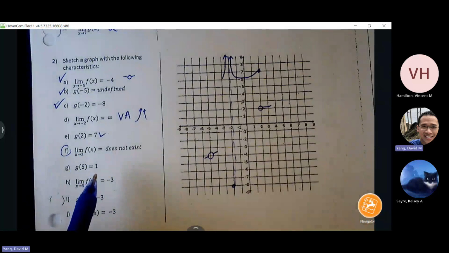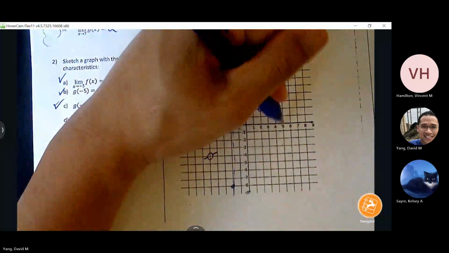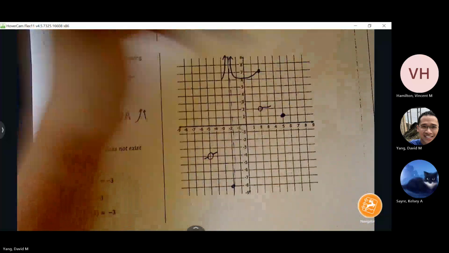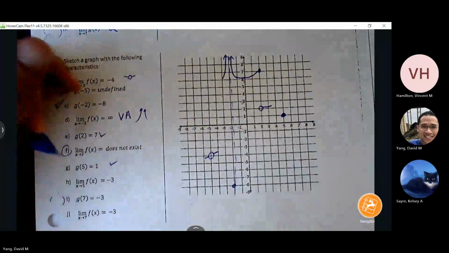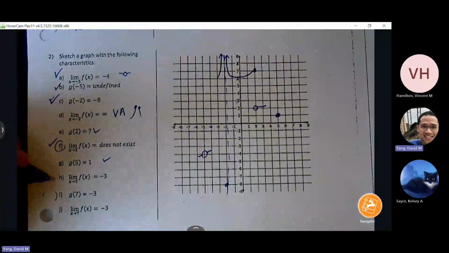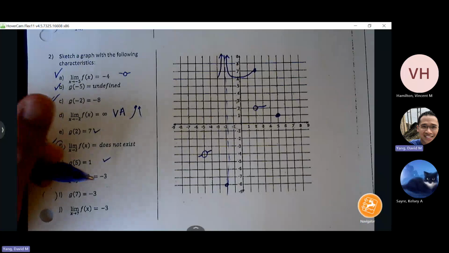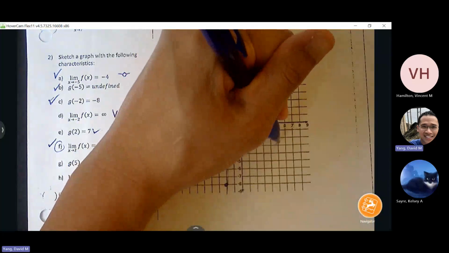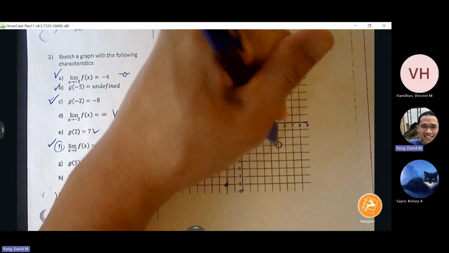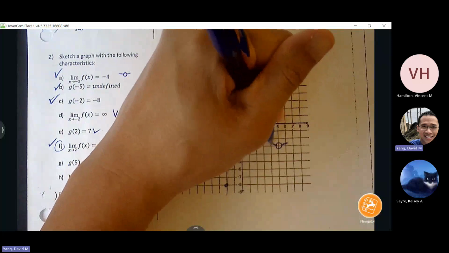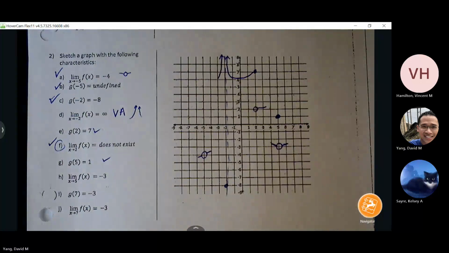G of 5 equals 1. Limit as x approaches 5 equals -3. So I want my graph to move towards this y value of ordered pair 5, -3, but I like to do a hole here so that I'm not conflicting with something else. So I'm just extending my graph slightly.